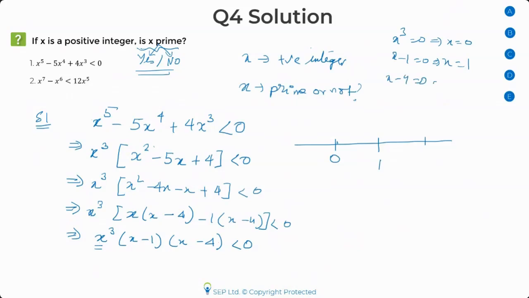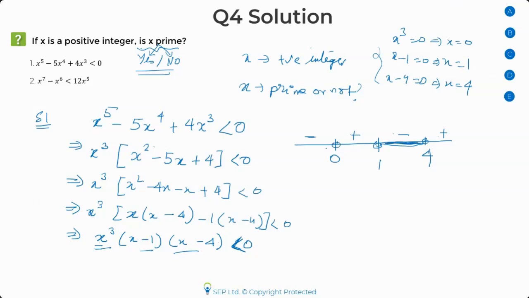Again, ideally, you should be able to do this mentally, but if you make calculation mistakes, it makes sense to write them down so that you don't. Once you do this, hopefully most of you by now know that what we do is we put an alternating sign here, plus, minus, plus, minus. And since we are looking for less than 0, that means we are looking for values of x for which this is negative, we will be focusing on this range out here. This is one range, and this is the other.